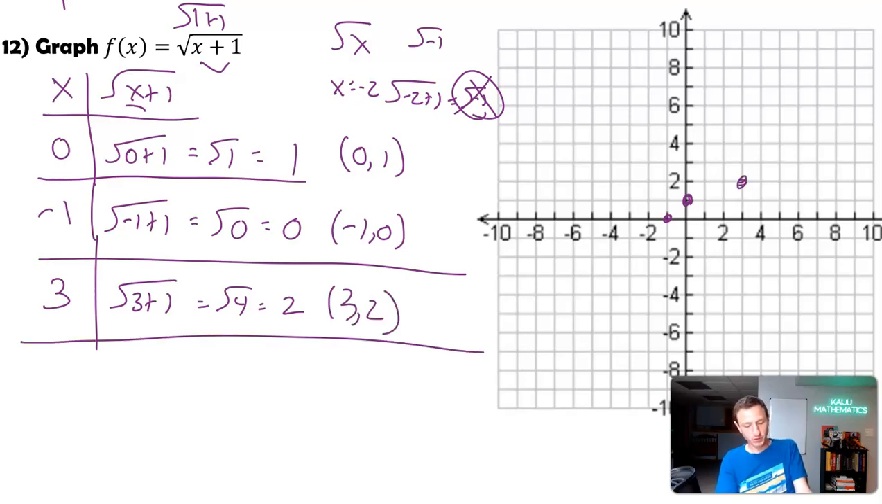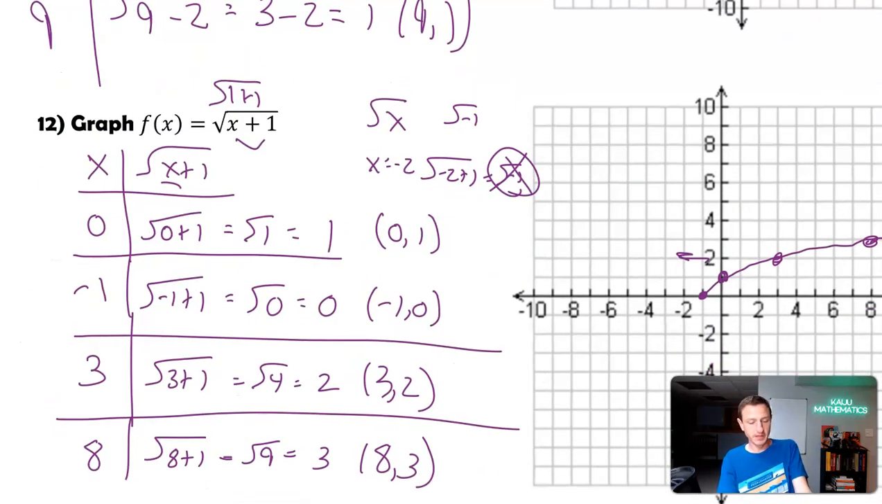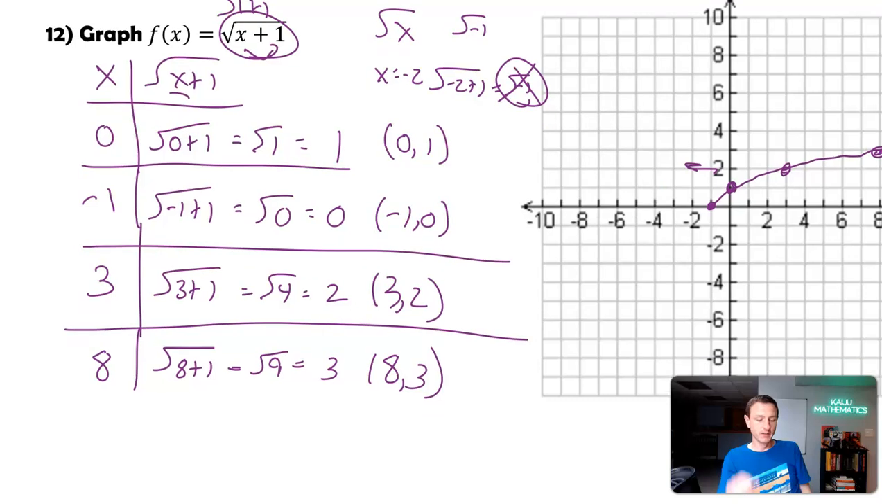And let's just do one more. So again, I want the square root of 9. So what x value should I use to get to the 9? Maybe 8. So the square root of 8 plus 1 is 9. Square root of 9 is 3. So I get the ordered pair 8, 3. And it'd be the same exact thing, just moved a little bit differently. So this time it was shifted over a little bit this way because that plus 1 was on the inside of the radical.